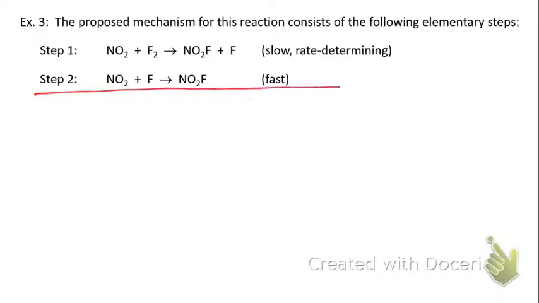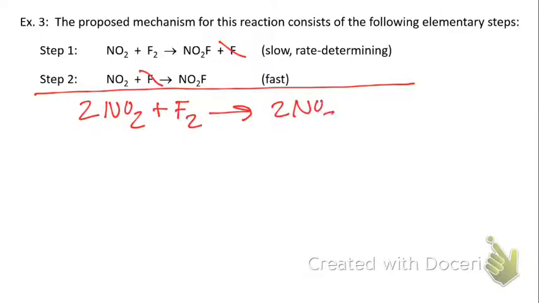All right, let's go ahead and add up our reaction. We can get rid of the F's, and I think that's it. So we got 2 NO2s plus F2 produces 2 NO2F. Okay, there's the overall reaction.